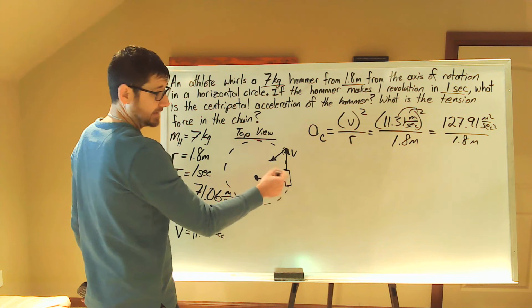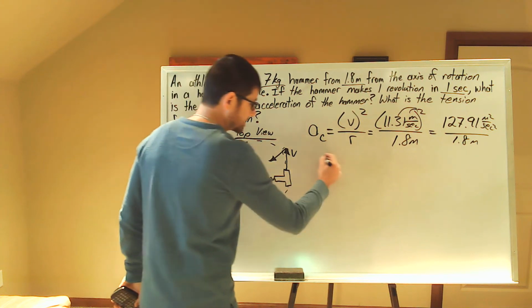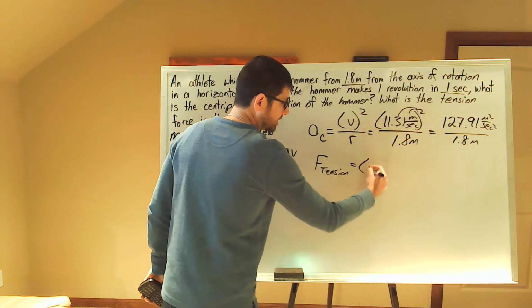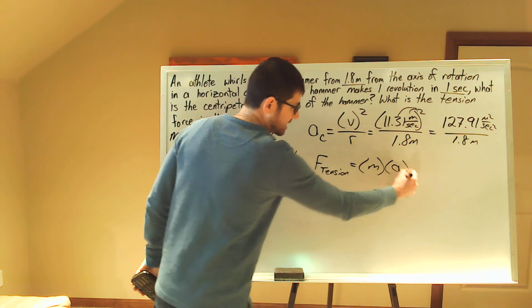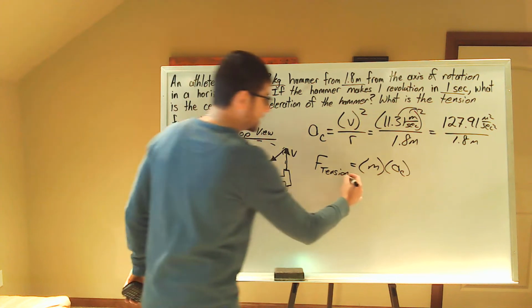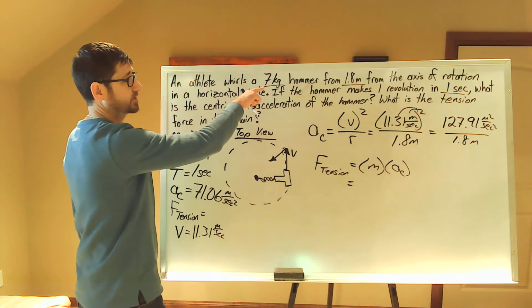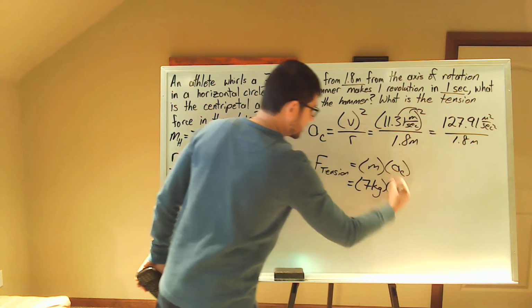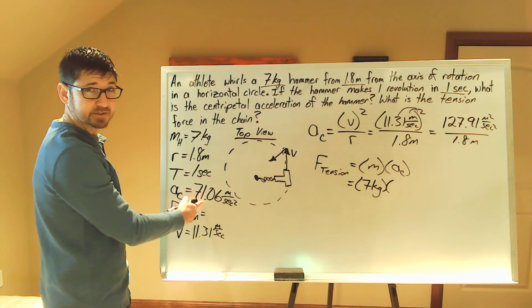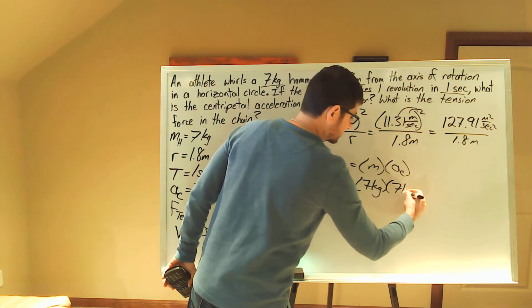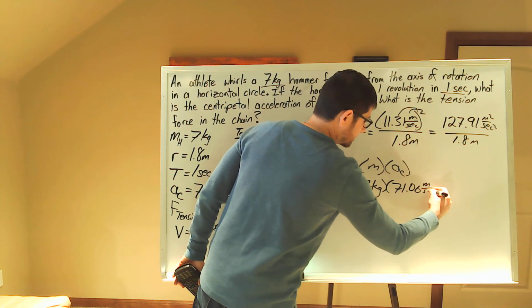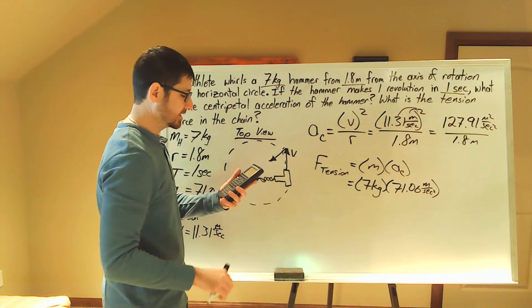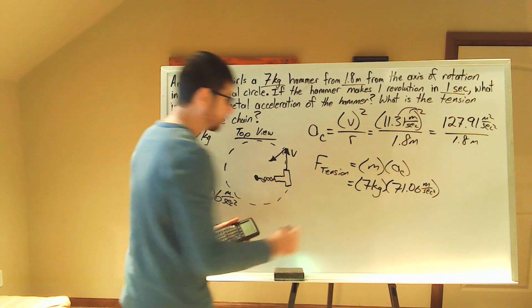The agent is going to be the tension force. So the force of tension is equal to the product of the object's mass and the object's centripetal acceleration. The mass is given to us in the problem at 7 kilograms, and the centripetal acceleration is equal to 71.06 meters per second squared. This gives us 497.4.